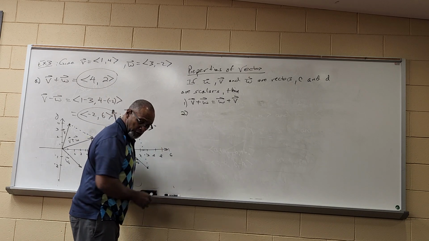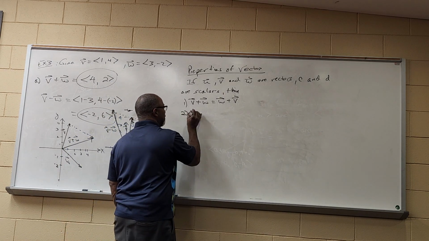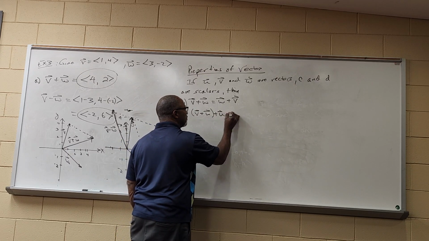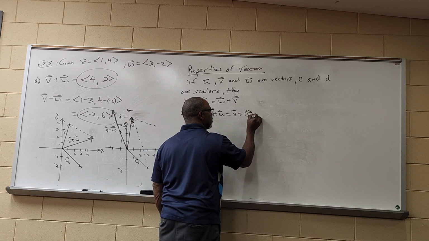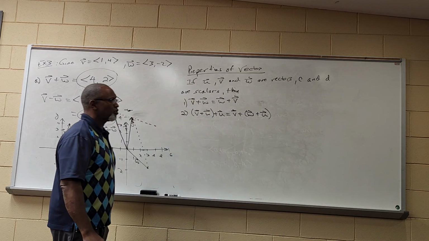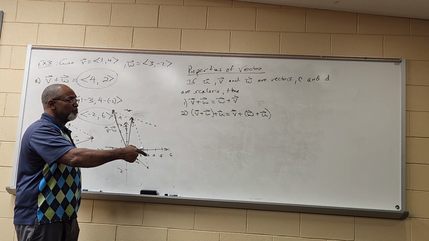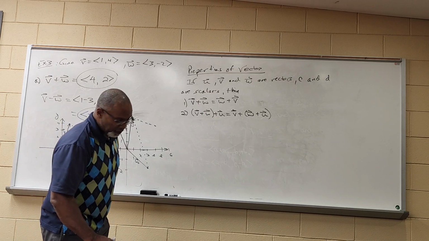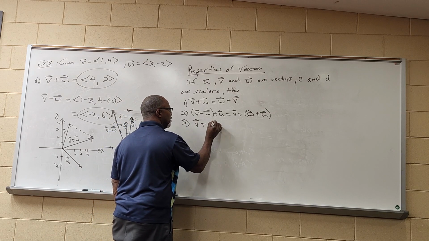Number two, vector addition is associative. V plus W, plus U is the same thing as V plus W plus U. I can change the association. I didn't change the order: the V first, the W second, the U third. But I changed the association. It's the same.